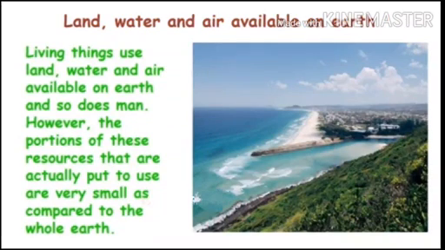All the living things use land, water and air available on the earth, and so does man. However, the portion of these resources that is actually put to use is very small as compared to the whole earth. It means that the whole earth is too huge, and compared to this, the proportion of air, water and land is very less.